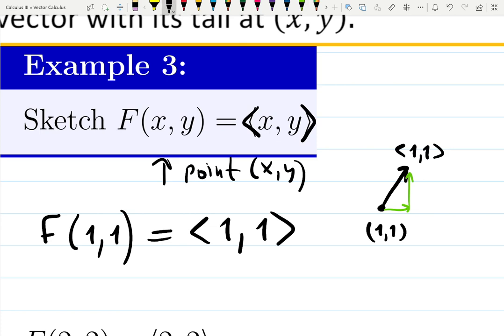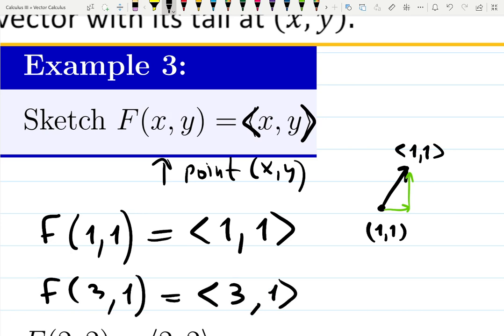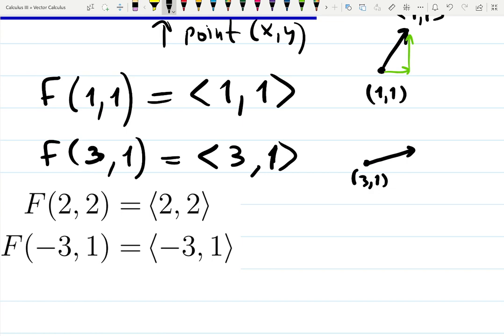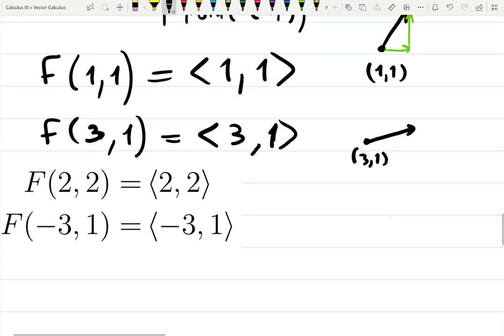How about 3, something random? 3 and 1 is the vector 3, 1. Vector means in 2D 3 units along the x-axis and 1 unit up. So it will be more tilted now, like so, if you remember. But it starts at the point 3, 1. And so on. You can plug in whatever you want. In this case, they just match. This is a very rare coincidence. At 2, 2 it is 2, 2. At minus 3, 1 it will be minus 3, 1.